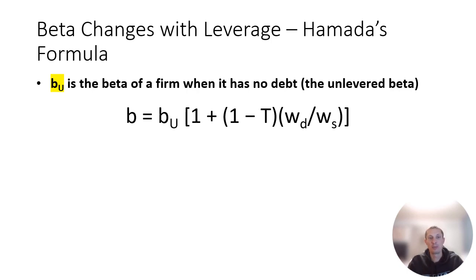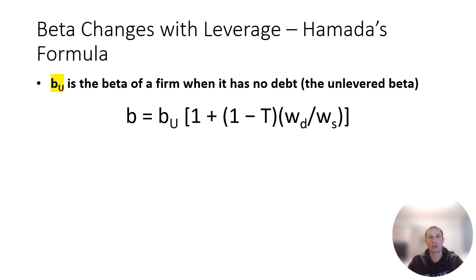It's saying that the beta of a leveraged firm, a beta of the firm with debt, is equal to the beta of the firm when it has no debt, times 1 plus 1 minus the tax rate, times the percentage of the capital structure that's debt divided by the percentage of the capital structure that's equity. All right, so weight of debt divided by weight of stock.